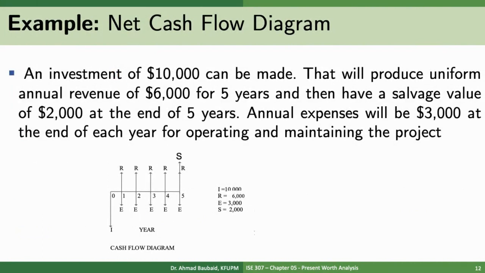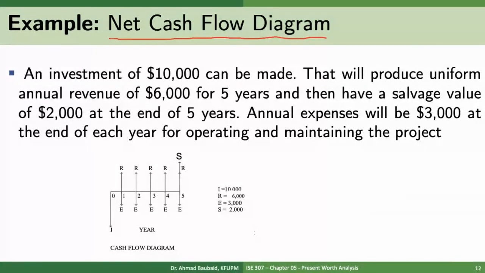So we've actually seen this example before. In fact, if you remember chapter 2, when we drew net cash flow diagrams, I think this is the example that was in the slides back then. So it's saying the following: suppose you have an investment of $10,000 that you can make. And let's say, maybe it's a machine that you can buy or something. And this investment is going to produce uniform annual revenues of $6,000 for 5 years.